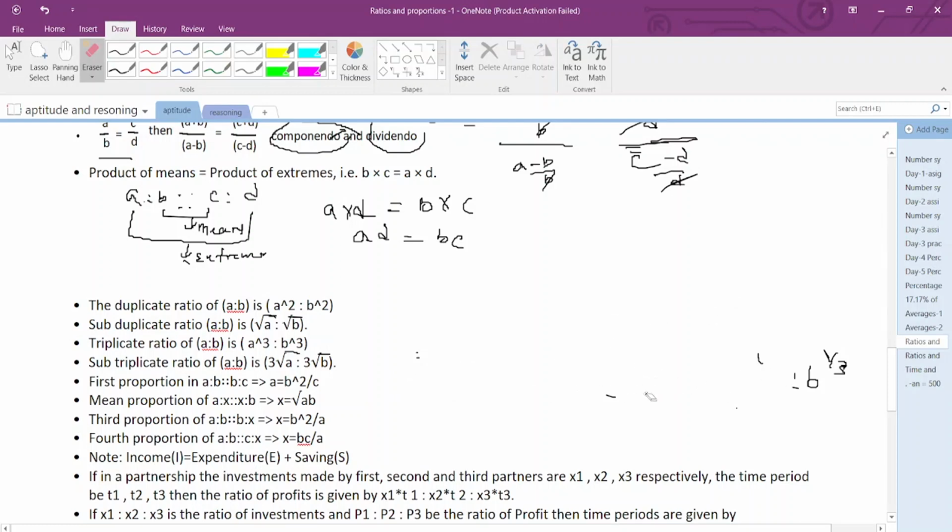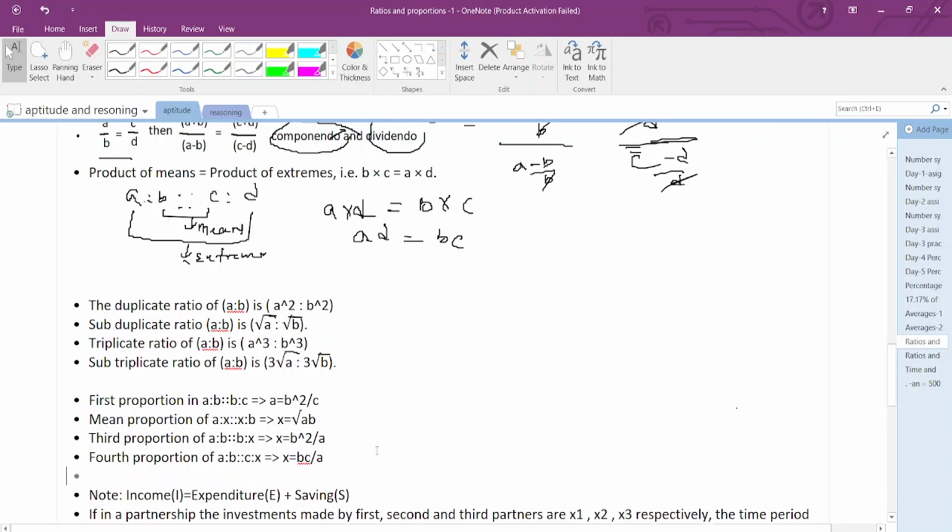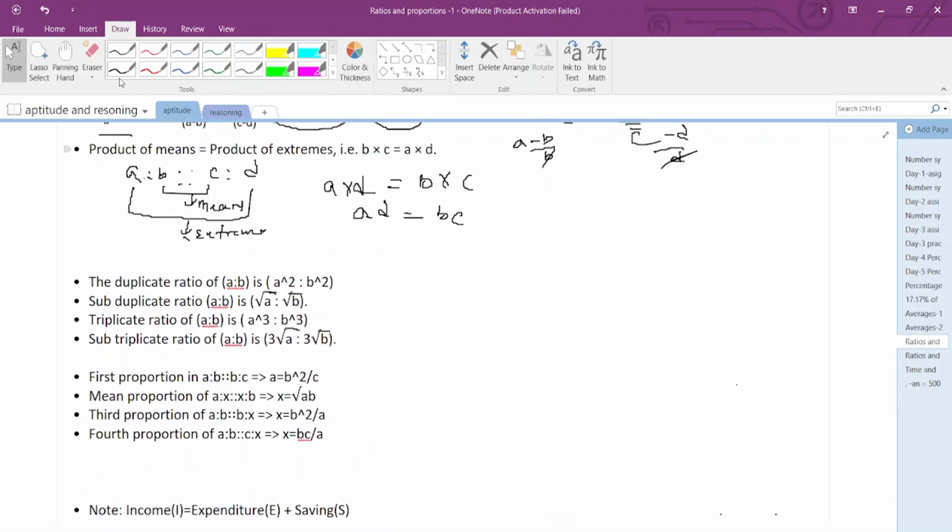So very important to solve the basic questions. Okay, so now what else we have? First proportion, second mean proportion, third proportion, fourth proportion. These are also very important things. Okay, these 4 are also very important. See what is first proportions means.